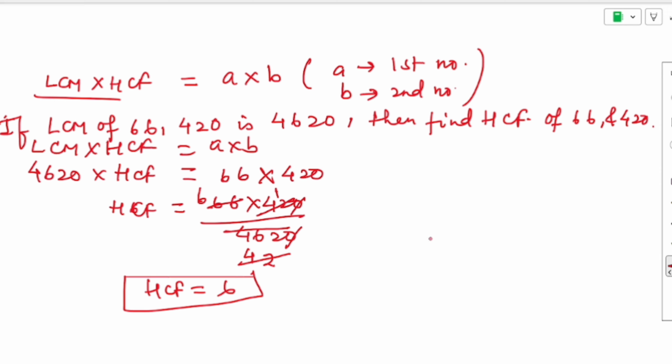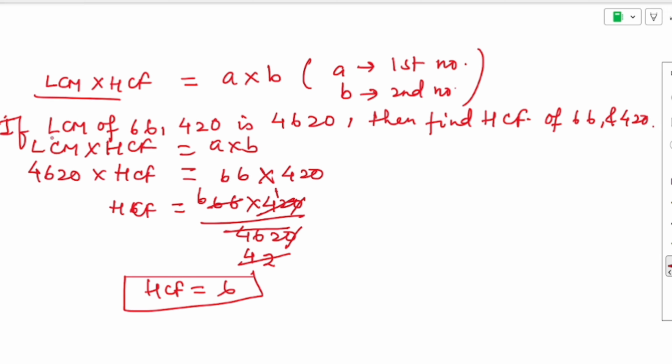So if we have any three values of this formula, LCM, HCF or the two numbers, we can calculate the fourth one by using this formula. And this formula is very important, because one question of 2 marks is definitely asked on this formula. So this formula is very important.